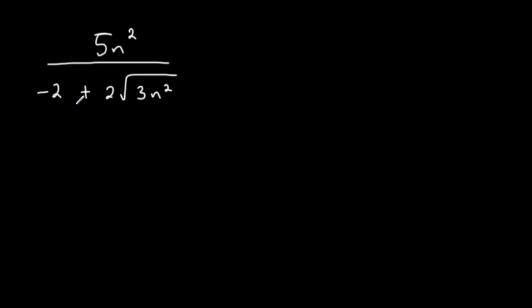Alright, so 5n squared over negative 2 plus 2 radical 3n squared. I'm going to try to simplify this where I can. So I have 5n squared over negative 2 plus, I'm going to simplify this n squared here and say negative 2n radical 3. Multiply this by its conjugate here.